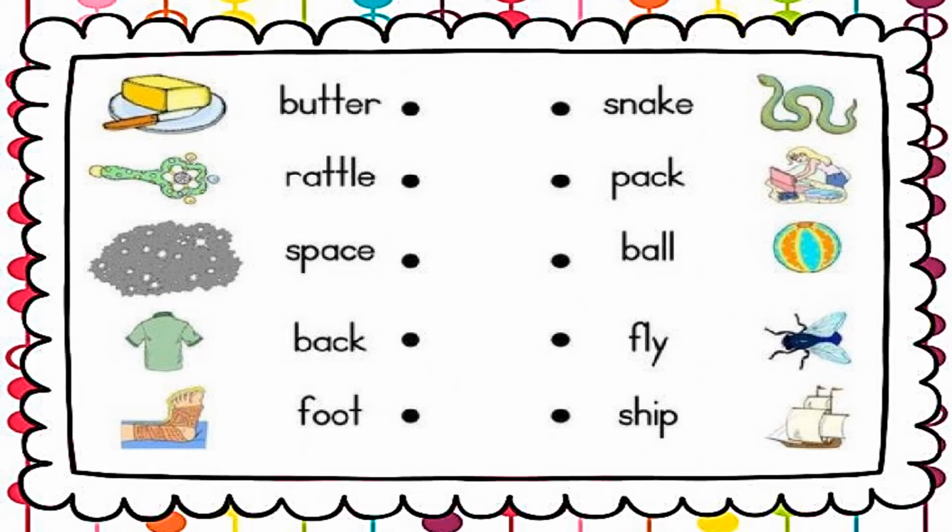Let's try to make compound words. For example, number 1, we have the word butter. What word are we going to connect with the word butter? Correct. Butter plus fly equals butterfly. How about rattle? Right. Rattle plus snake equals rattlesnake. Space, correct. Space plus ship equals spaceship.